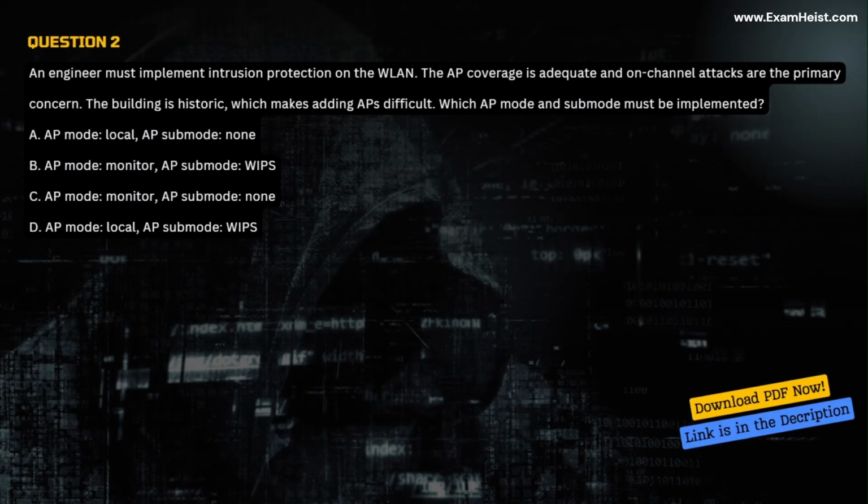Question 2. An engineer must implement intrusion protection on the WLAN. The AP coverage is adequate and on-channel attacks are the primary concern. The building is historic, which makes adding APs difficult. Which AP mode and submode must be implemented? A. AP mode local, AP submode none. B. AP mode monitor, AP submode WIPS. C. AP mode monitor, AP submode none. D. AP mode local, AP submode WIPS.